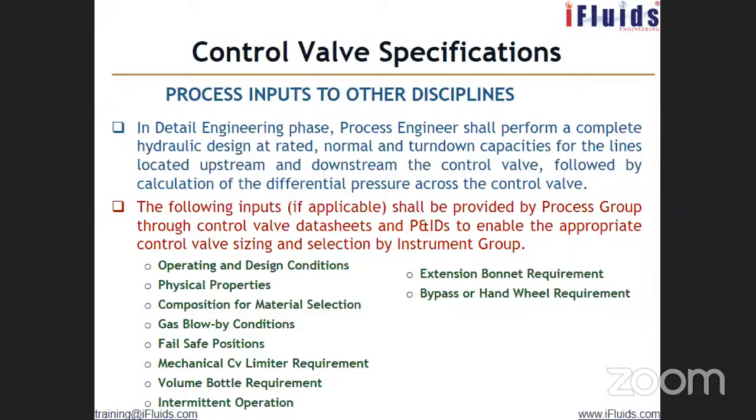Extension bonnet is required when you handle very cold or very hot liquids. The hand wheel will become very hot, you cannot operate it. So we break the spindle itself, and we do not allow the hot or cold fluid temperature to reach the hand wheel. That is the extension bonnet. And for control valves, usually we provide a bypass or hand wheel to operate the valve. The bypass is to bypass the valve. When you have some problem with the control valve, you have a bypass to divert the liquid through the bypass line and take the control valve for corrections or repairs.